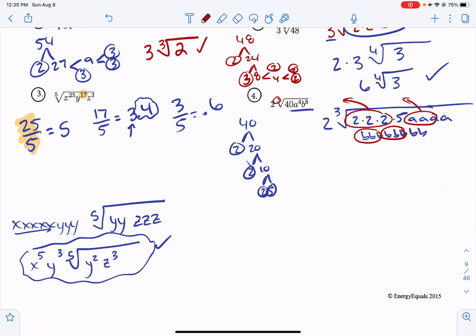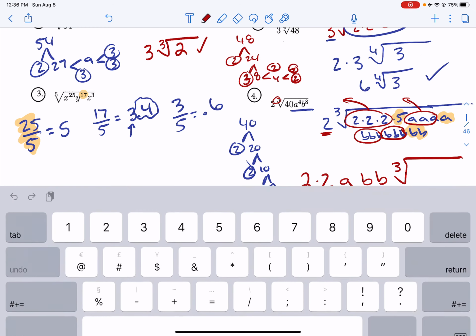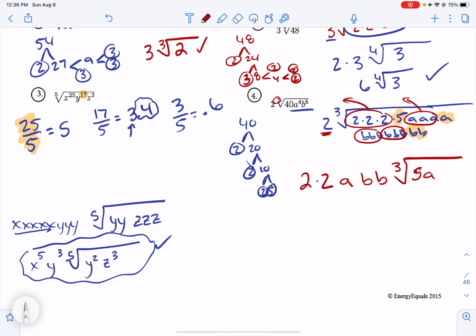So let's start with the 2 that was already on the outside. So this 2 is right here. But then I pulled out a group of 2's and turned those into just 1, 2. And then I pulled out one group of A's. And then I pulled out 2 groups of B's. And I'm left over with the cube root and what's on the inside. I better not circle it because then I'm going to mix it up, right? Let's highlight it. I've got a 5 left over, I've got an A left over, and I've got 2 B's. So, 5, A, B, B.